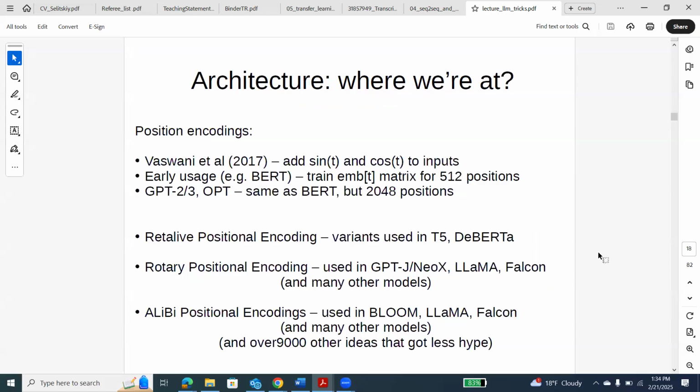Yeah, so this is just information about which positional embeddings are used in which model.